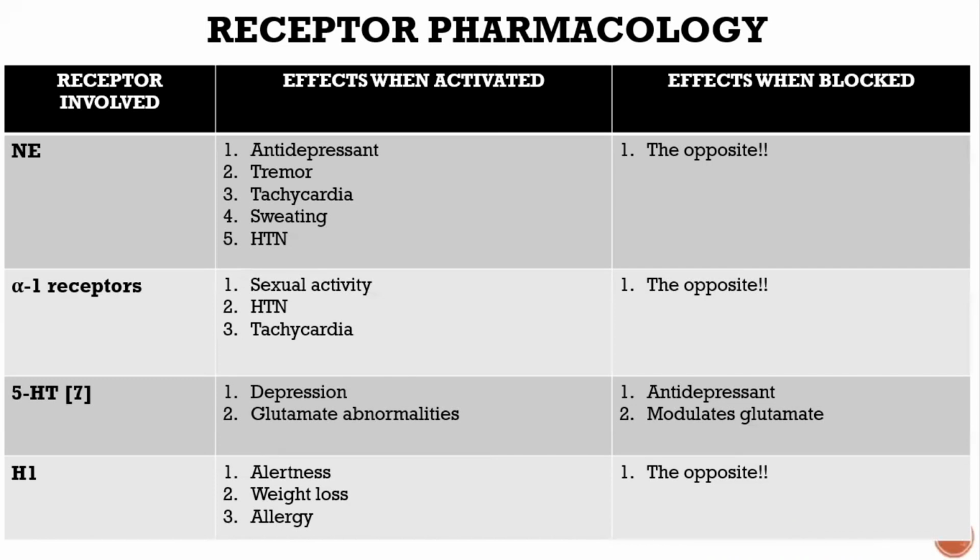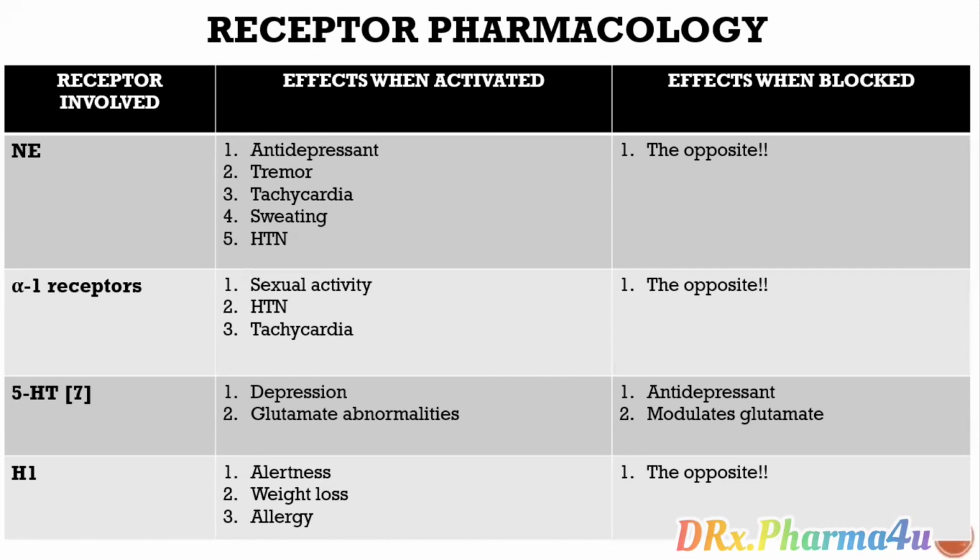Then we have 5-HT7 receptors. So if it is activated, it causes depression and it can cause abnormalities in glutamate. So we will come to the third hypothesis, and that is called glutamate hypothesis. We'll talk about that later. And when 5-HT7 receptors are blocked, it improves your depression and it also controls the level of glutamate in the CNS. And this is very, very simple.